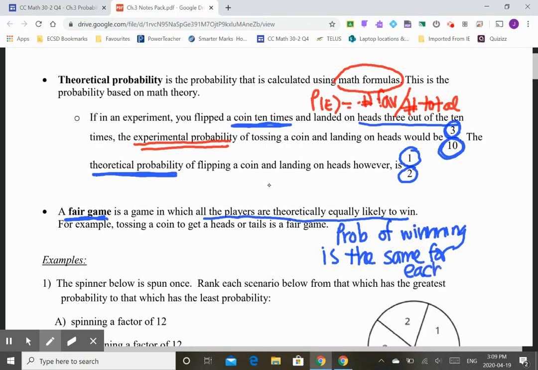So if you are asked to determine whether or not a game is fair, what you need to do is find the probability of winning for each player and then compare those probabilities. If all the probabilities are the same, it is a fair game. If the probabilities are different, it is not a fair game. And sometimes if it's not a fair game, you're also asked who has the advantage. The person with the higher probability has the advantage.